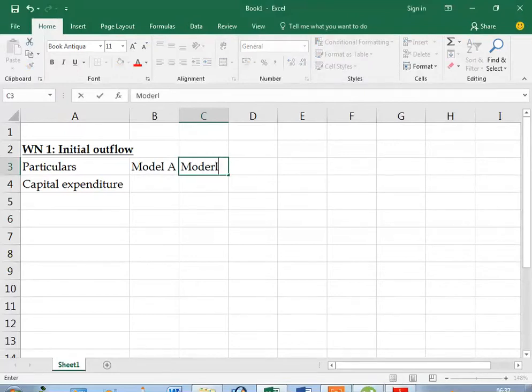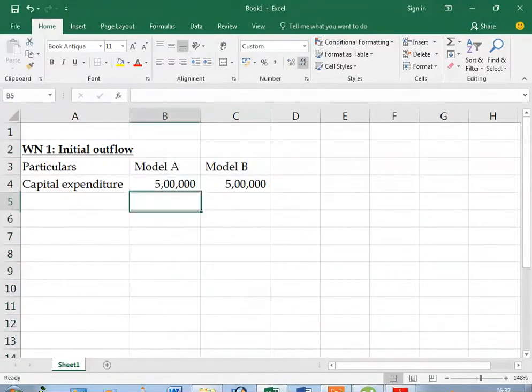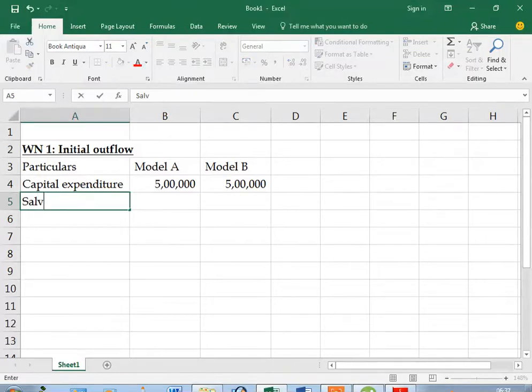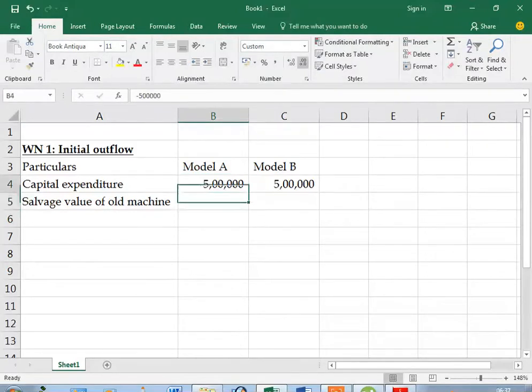Particulars: model A, model B. How much is the capital expenditure? Is it the same for both? 5 lakhs. Point number 2, salvage value of old machine. You will sell this, so this is an inflow of money for us. Capital expenditure 5 lakhs. All your outflows will be in brackets or negative, okay? So capital expenditure is an outflow, minus 5 lakhs, minus 5 lakhs. Salvage value is an inflow. How much is the salvage value? 1 lakh.